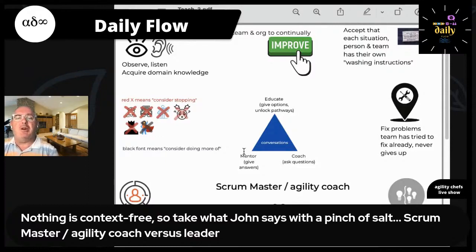And in the 2020 Scrum Guide, the Scrum Master is actually on the hook for the effectiveness of the Scrum team. So if the team is not improving, we can look at the Scrum Master really.